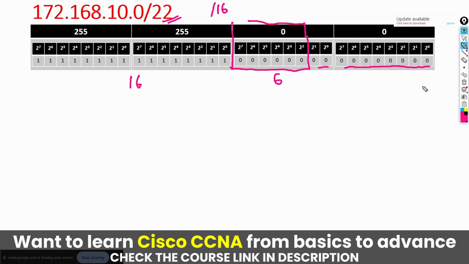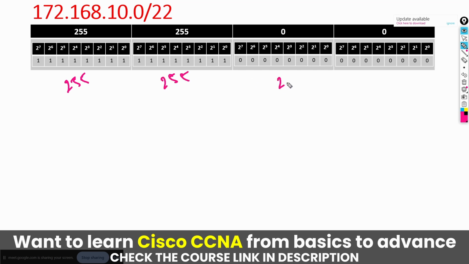Okay. Now tell me what is the subnet mask of this? What will you get as the subnet mask? It's 255.255.252. Let's count: 1, 2, 3, 4, 5, 6. Here you will get what? 252.